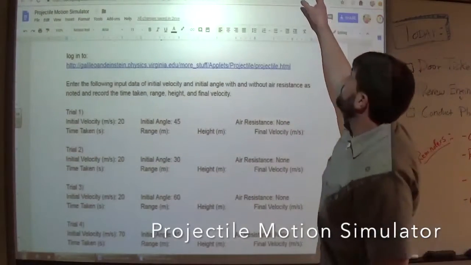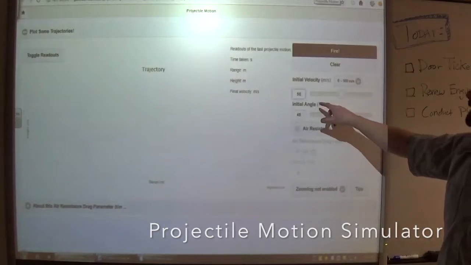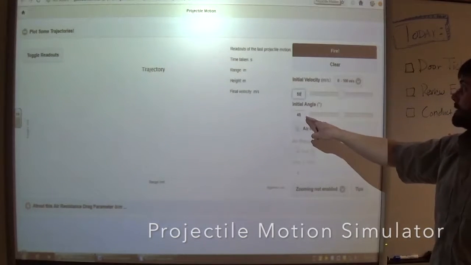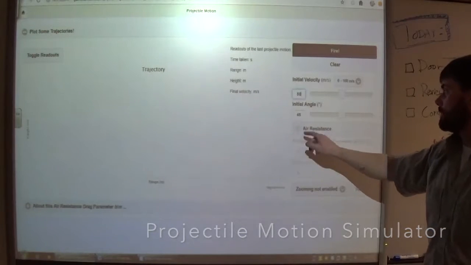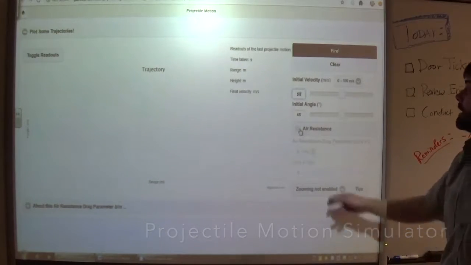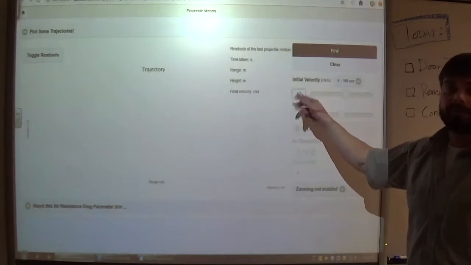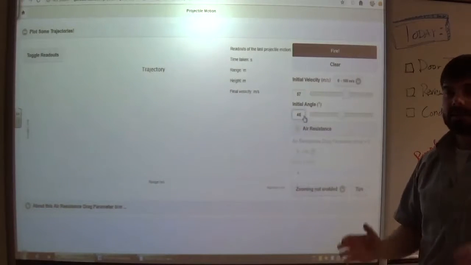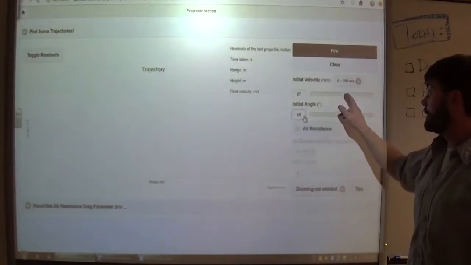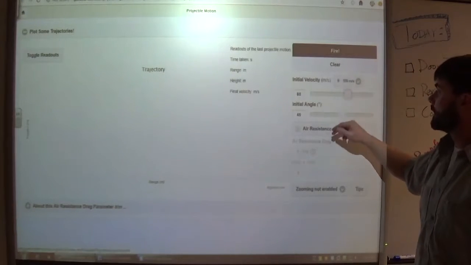In the simulator, it looks something like this. On the right-hand side, you can change the input velocity and the initial launch angle. And you can have air resistance either on or off, and I'm telling you to keep the air resistance off. You can adjust these numbers using a slider, or you can actually click on them and type in the angle and the initial velocities. I recommend doing that because it's kind of a pain to try to get this exactly on 50 or 60 when you're dragging it around.